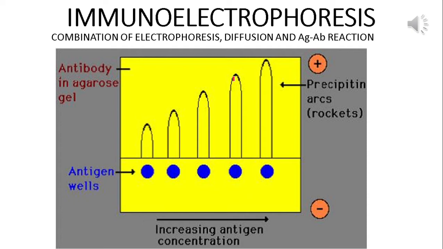In immunoelectrophoresis, electrophoresis, diffusion, and antigen-antibody reaction are combined together. This is used for the detection of some chemical substances in a human serum, for example.